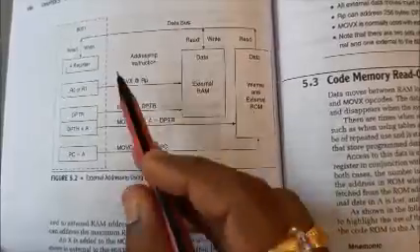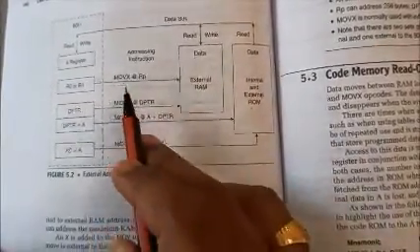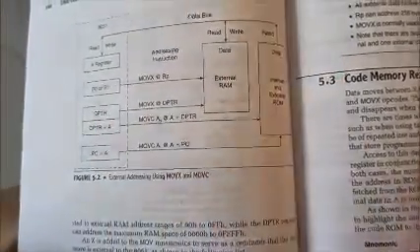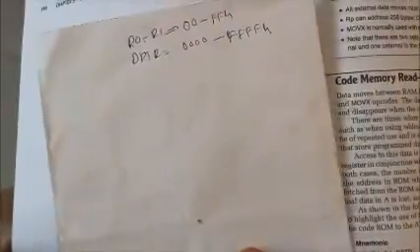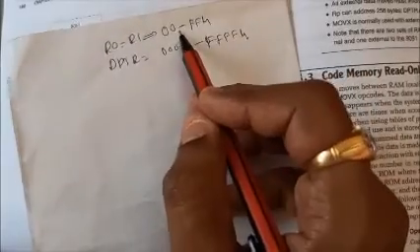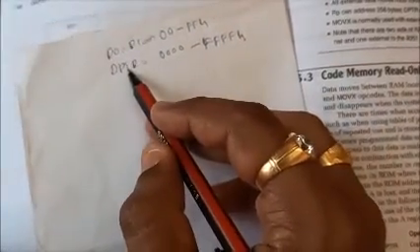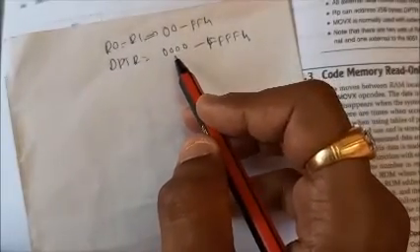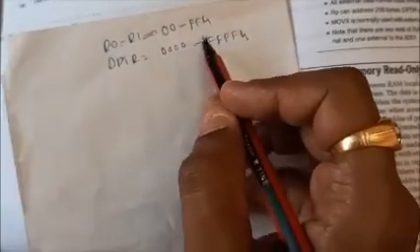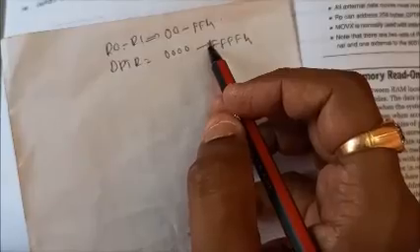Try to understand this block diagram, then your instruction side becomes much easier. When you are using R0 and R1 as pointer registers, at most they can address 00 to FFH only. If you are using the data pointer DPTR, it can address from 0000 to FFFF, because it is a 16-bit register, but R0 and R1 are 8-bit registers. So let's see the instructions one by one.